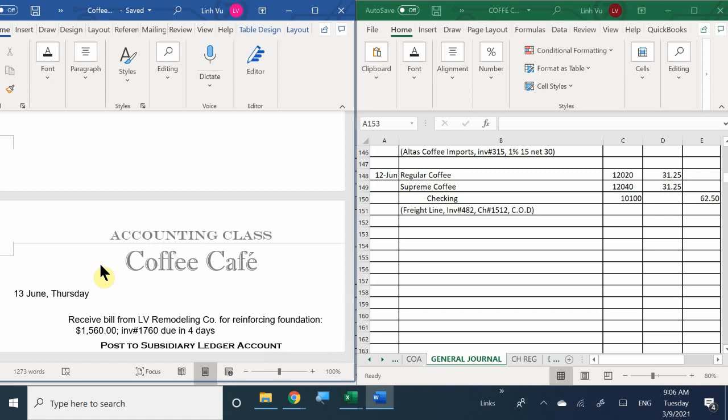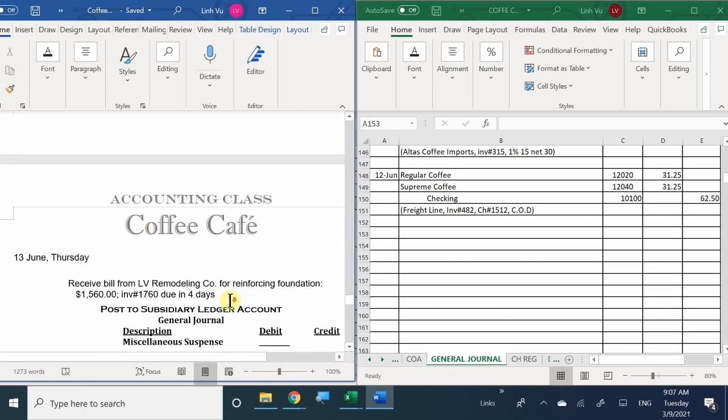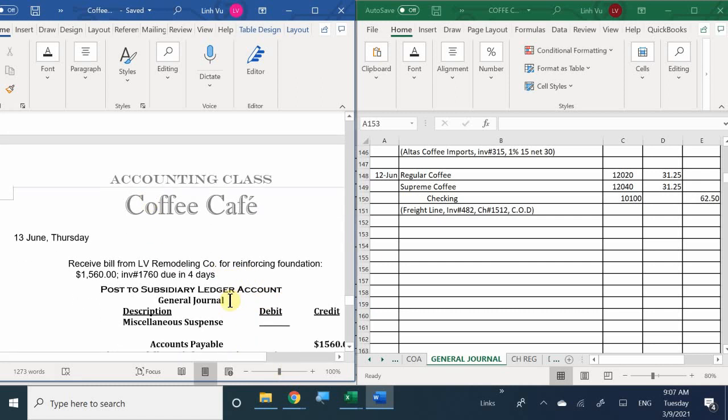Now, where is my coffee grinder currently located? It's still in miscellaneous. It is currently in miscellaneous suspense. So in this case, because this is going to be a cost to the coffee grinder itself to get it ready for service, I'm going to place it wherever the coffee grinder is. So I'm going to be taking this bill and entering it into the miscellaneous suspense. But what else? I am not going to pay it until in 4 days. So therefore, I have an accounts payable.